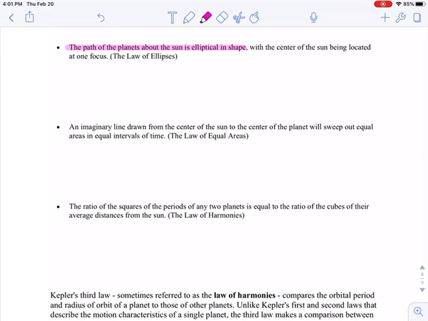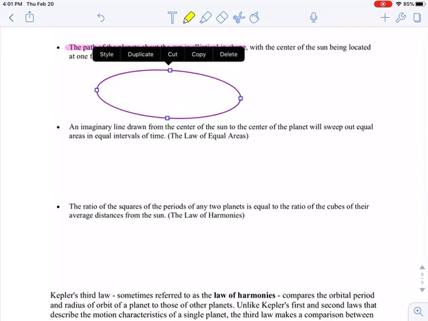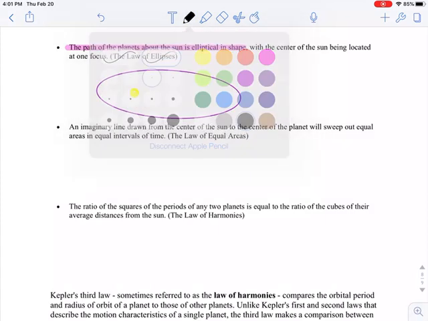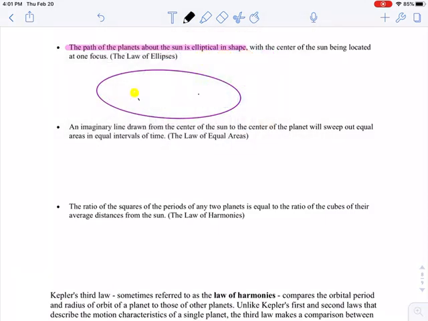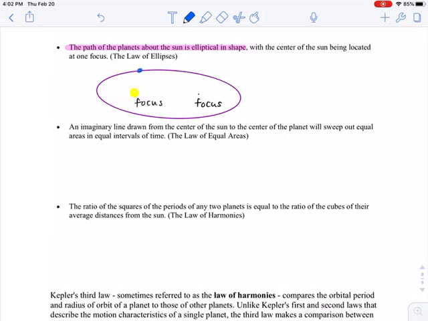So basically, this is what this would look like. I'll draw a roughly elliptical path, and I'll draw the sun, and then I'll just draw a dot. So this is a focus of the ellipse, and this other dot is a focus of the ellipse. Then we would have a planet orbiting the sun, and it would follow in this elliptical path. Please note there is nothing located at this other focus. There's nothing there.